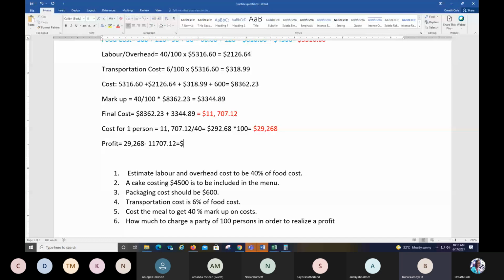$17,560.88. 17,560 and 560.88. Yeah. So that's how we will calculate the profit. So we know how much was for the 100. We know the cost for the recipe because the yield was for 40. So all we do is minus out and we get the profit figure.